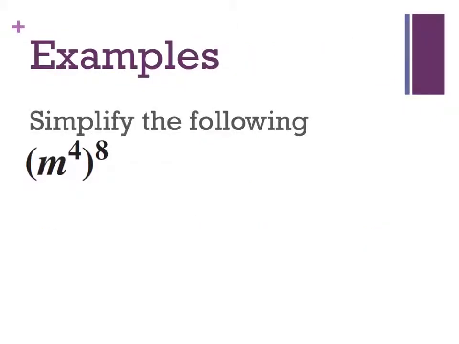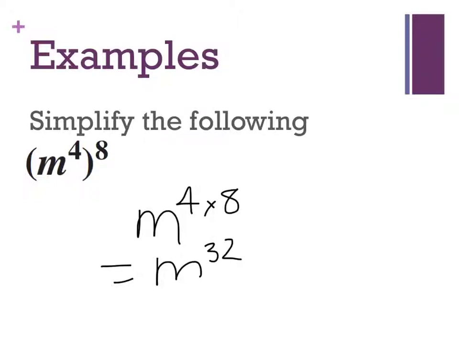Okay, m to the power of 4, brackets, to the power of 8. Another way of thinking of that is m to the power of 4 times 8. 4 multiplied by 8 is 32, so my answer becomes m to the power of 32. If I wanted to simplify this, it becomes m to the 32.